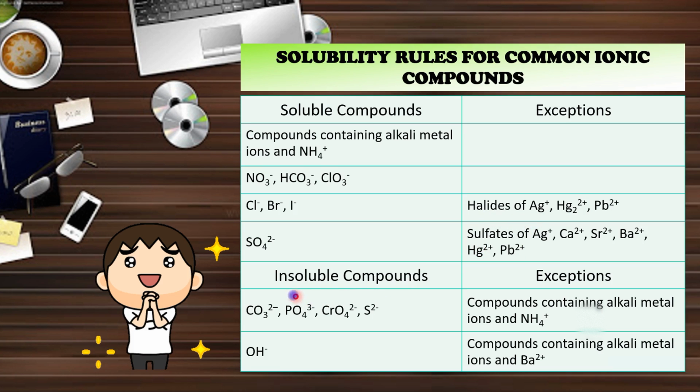Here are the insoluble compounds. Carbonate, phosphate, chromate and sulfide are all insoluble, except compounds containing alkali metal ion and ammonium ion, which are soluble. All hydroxides are insoluble except compounds containing alkali metal ion and barium 2+ ion, which are soluble.